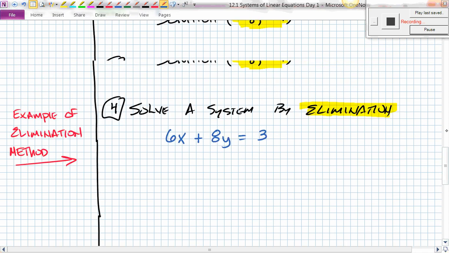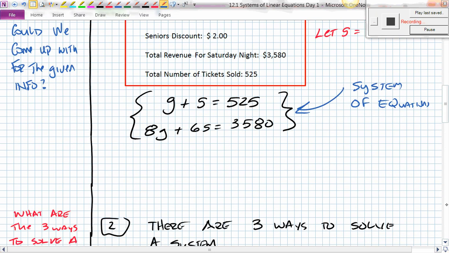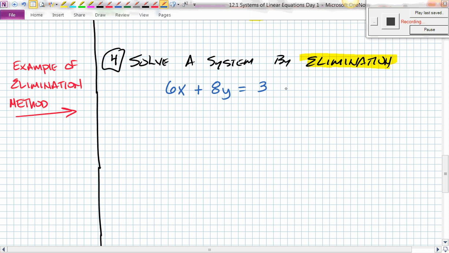Oh, did I mess that up? Yeah. Is it the other way around? Yeah. Well, it's 8y plus 6x. Okay, let's do g plus s equals 525. Let's just do it the way we have it. Where am I going here? Here we go. Let me erase. Sorry, team. Let's do g plus s equals 520. And then it was general is 8. 8 general plus 6 senior equals 3,000. Help me out.